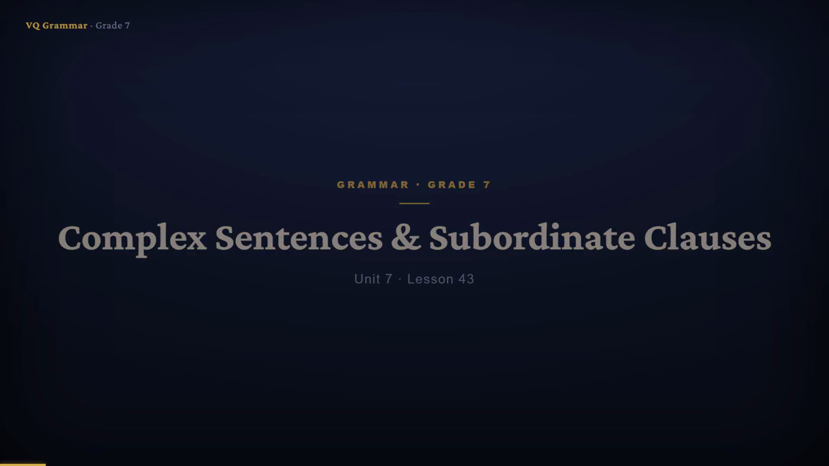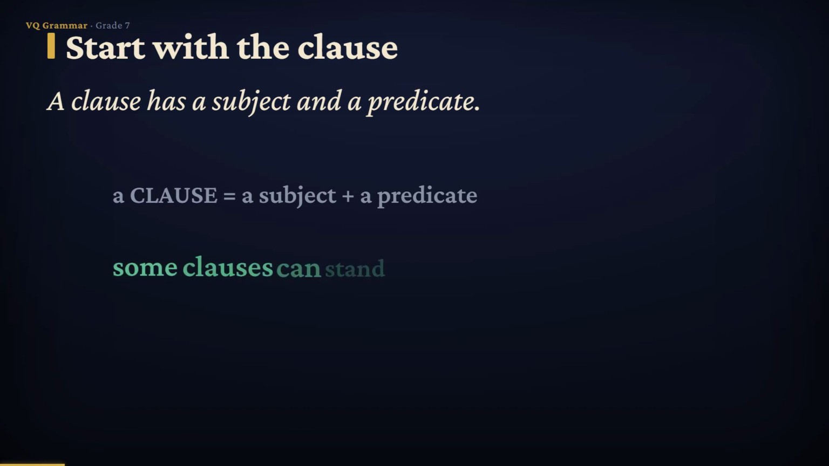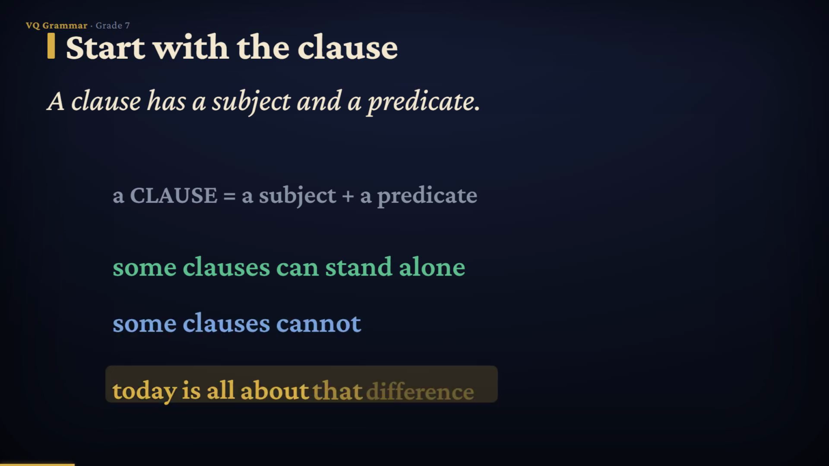Let's get started. Before we build anything, let's lock in one word: clause. A clause is simply a group of words that has a subject and a predicate. Here's the key idea. Some clauses can stand alone as a full sentence, and some clauses cannot. That single difference, whether a clause can stand on its own or not, is what today's whole lesson is built on. So let's meet both kinds, one at a time.